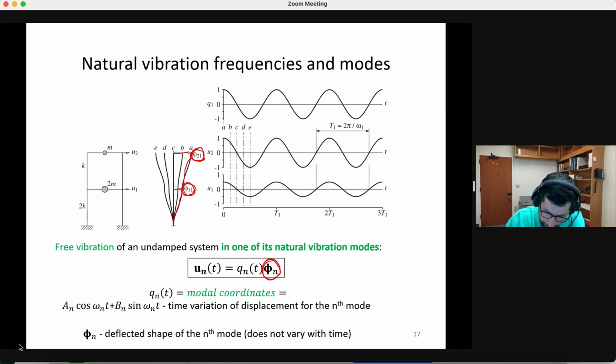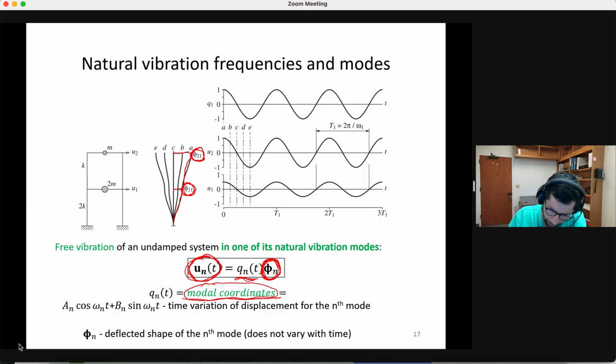okay? Well then, if I want to find the time history of the displacement of these two masses over time, all I need to do is to multiply the mode shape times a function which is changing with time, okay? This function which is changing with time is called modal coordinates. So if I know the mode shape for mode 1, and I want to find the displacement of these two masses according to mode 1 over time, all I need to do is to multiply the mode shape times the modal coordinates.